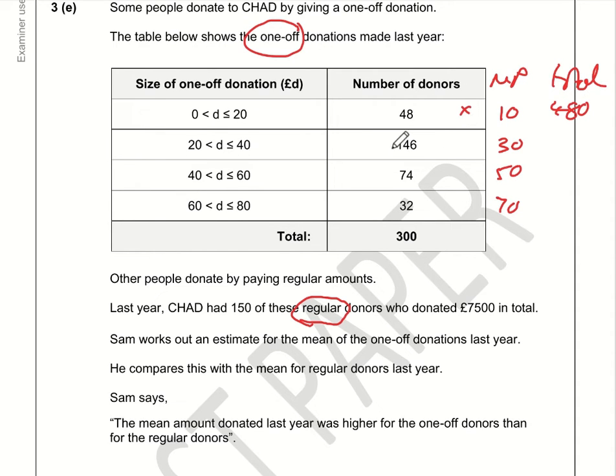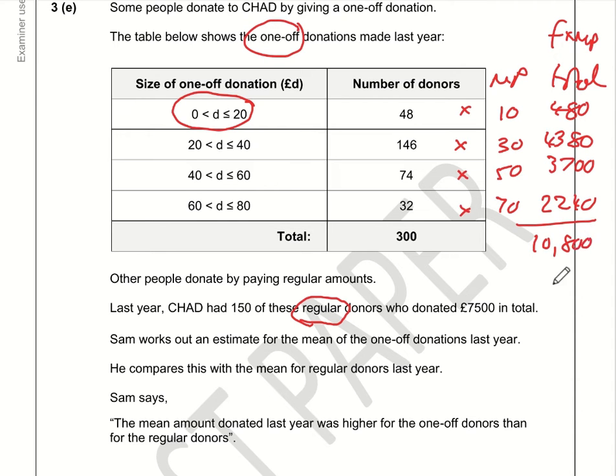So when you're working out an estimated mean, and it's always an estimated mean when you're dealing with ranges, you want a midpoint column and a frequency times midpoint column as well. It helps if you understand why we're doing this, but if you don't understand why, just learn that you need to write down the midpoint and then frequency times midpoint. 146 times 30 is 4380, 74 times 50 is 3700, and 32 times 70 is 2240. So the total raised is all of these added together, which comes to £10,800.